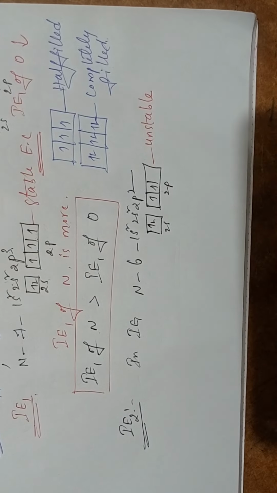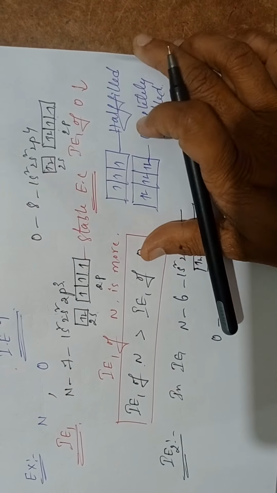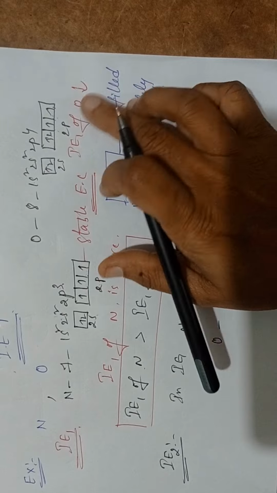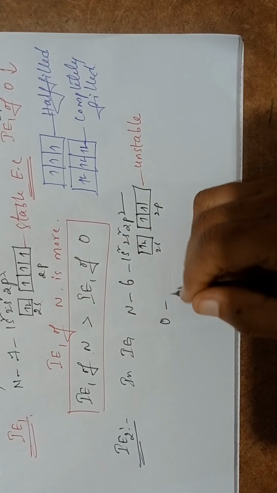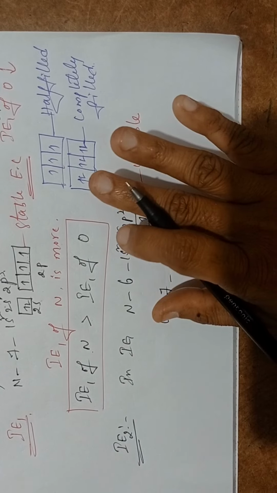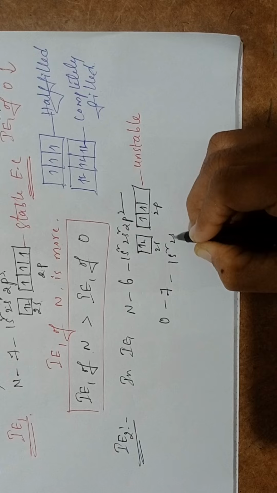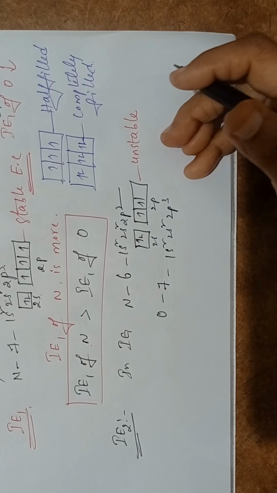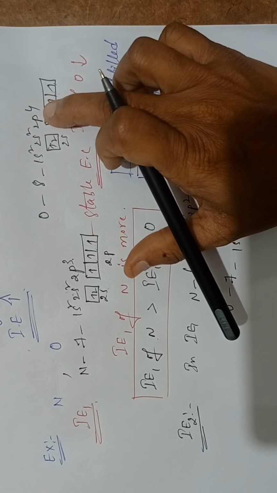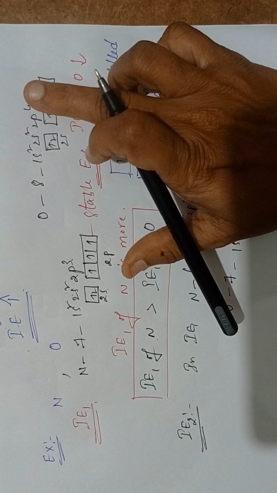Okay, now take oxygen, students. Oxygen's atomic number is 8. That means in IE1, it loses one electron, so it becomes 7 electrons, 1s2, 2s2, 2p3. Before, it had the 2p4 electronic configuration. By loss of one electron, it became 2p3.